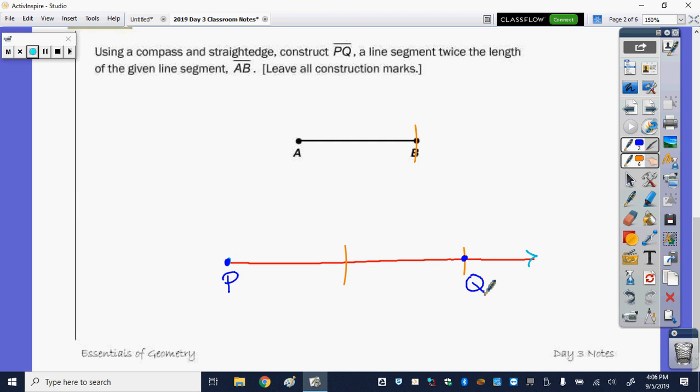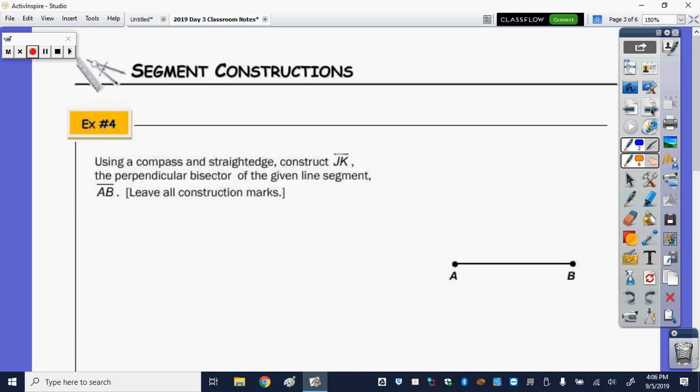All right, our next construction. Using a compass and a straight edge, construct line JK. You see the arrows are above the letters and it's very small. But this time I'm going to need arrows on my constructed line, which is the perpendicular bisector of the given segment AB. So let's think about first what a perpendicular bisector is. A bisector in this case with a segment is anything that divides the segment into two congruent segments. And it also has to be perpendicular.